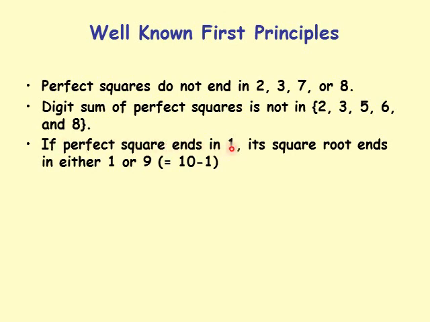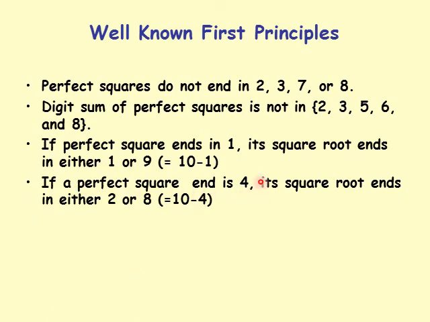If a perfect square ends in 1, its square root ends in either 1 or 9, and the two are tens complements of each other. 9 is equal to 10 minus 1, and 1 is equal to 10 minus 9, and 1 plus 9 is 10. If a perfect square ends in 4, its square root ends in either 2 or 8. Again, the two are tens complements of each other: 2 plus 8 is 10.